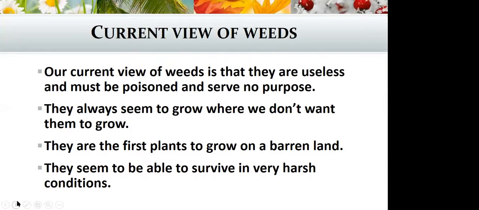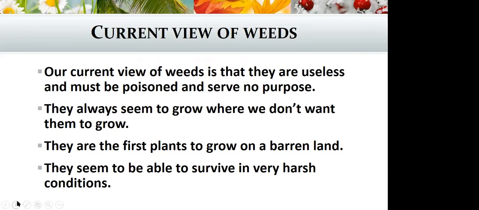So when we look at our current view of weeds, most of us will assume that they are pretty useless. We must poison them, get rid of them, and they really serve no purpose in our gardens. And somehow they always seem to grow where we don't want them to grow, right in the middle of our veggie patch that we've just cleared, or where we created a nice flower bed, up pops the weeds.